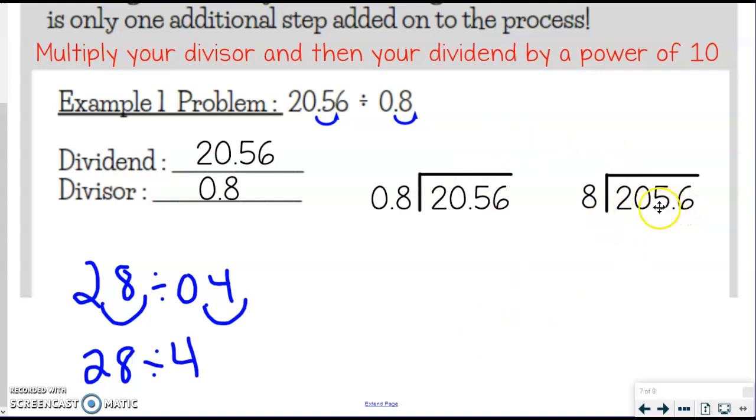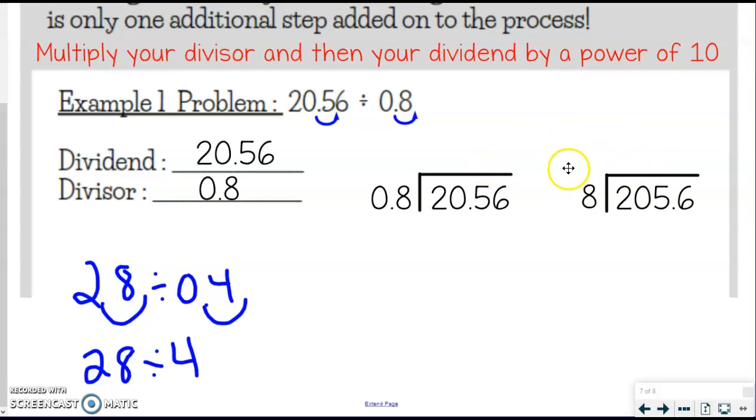Okay? I could even do it another time and move this over again and do 80 and 2056, but why make the numbers bigger if I don't need to, right? I don't care about the decimal here. I cared about the decimal here. So this would be your new problem that you would be working with. But whatever your answer is, ends up being your answer to this original problem. You don't have to do anything to your answer. It'll be ready to go.